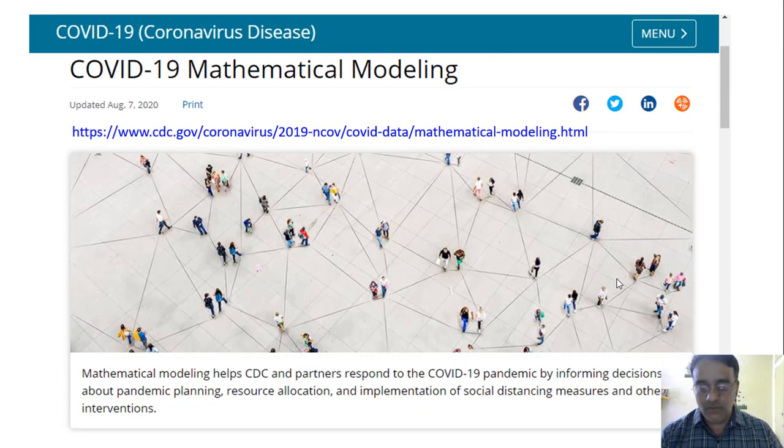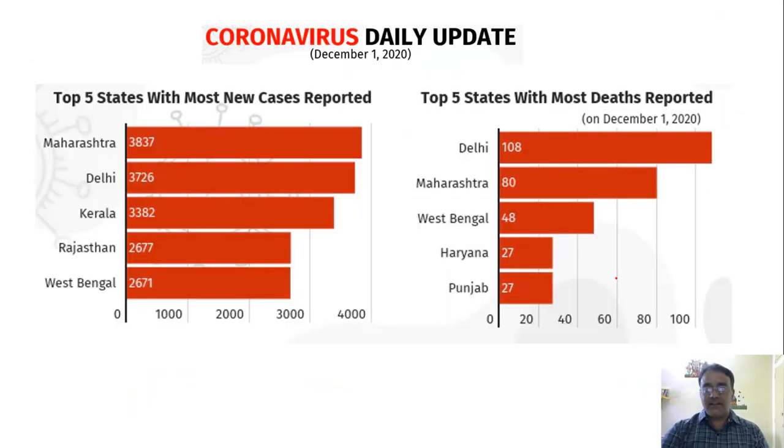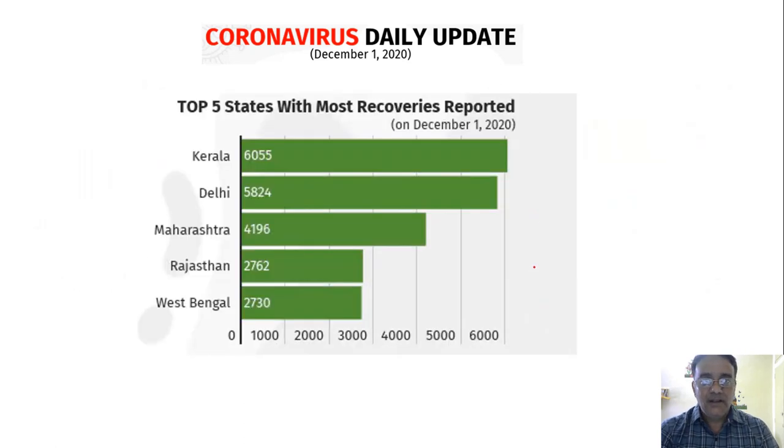In this, we can show some graphs also. For example, I took this from 1st December 2020, top 5 states with most new cases reported, and it is represented by a graph. And top 5 states with most deaths reported. Like that, we can collect the data and we can do the modeling. This is the data taken as on 1st December 2020.